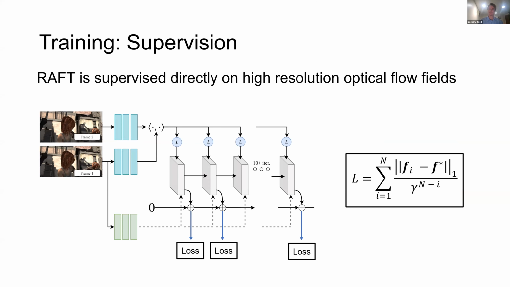Since we're estimating optical flow at a fixed resolution, supervision is super easy. All we need to do is apply a loss function to each intermediate flow output. We use a weighting scheme such that the later iterations receive more weight than the earlier iterations. But we simply take the L1 distance between the ground truth and the predicted flow.